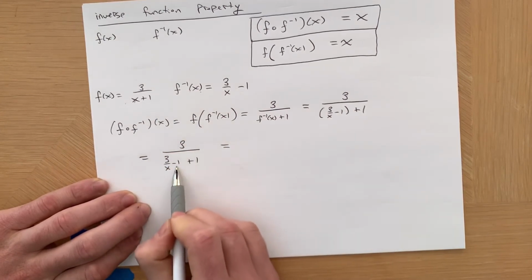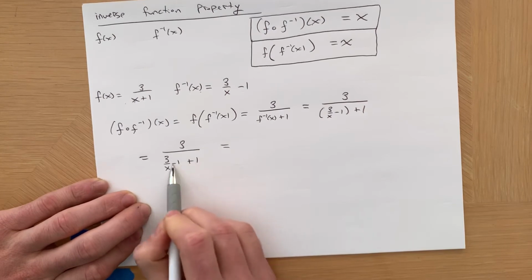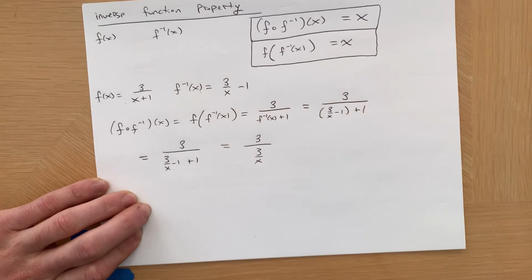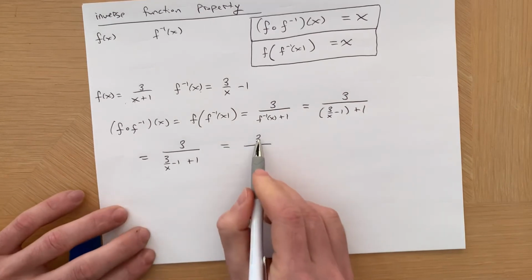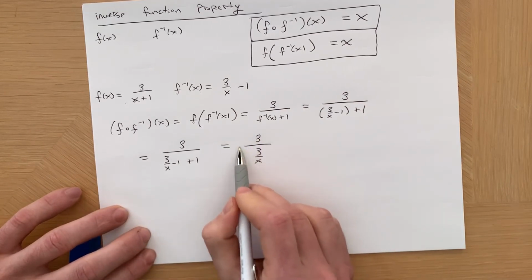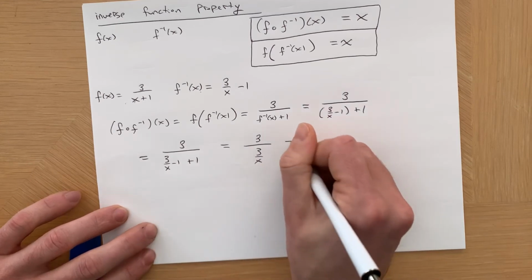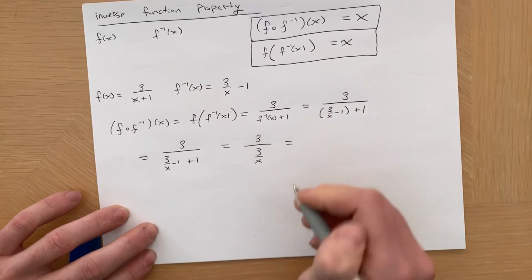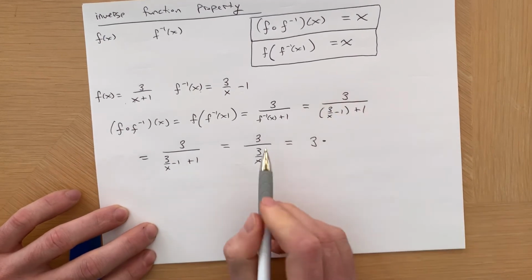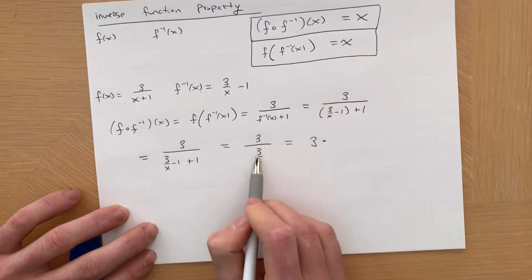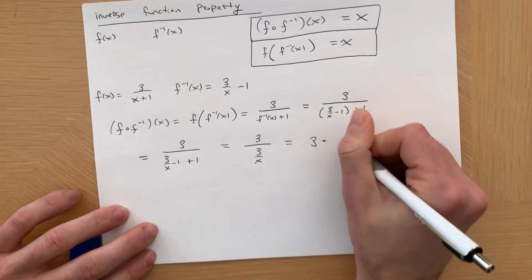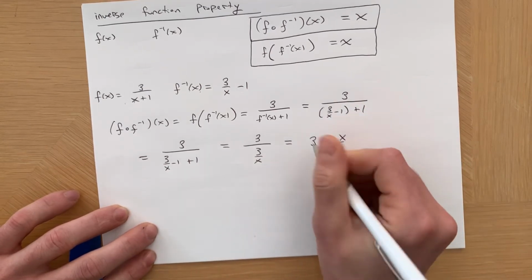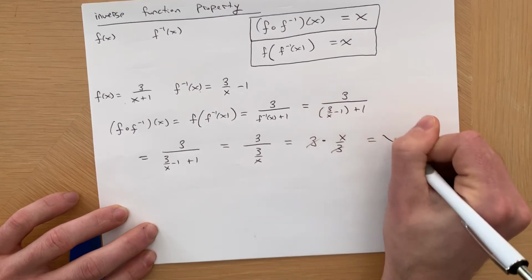Now let's simplify the bottom a little bit. We have a minus 1 and we have a plus 1, so those just go away. So we have 3 over x. But now what we have is a fraction divided by a fraction. The top is just 3, and the bottom is 3 over x. If we remember how we divide fractions, we just take the top, in this situation just 3, and we multiply it by the bottom turned upside down. So instead of multiplying by 3 over x, we multiply by x over 3. Now we see that this 3 and this 3 cancel, so that goes away, and we're just left with x.